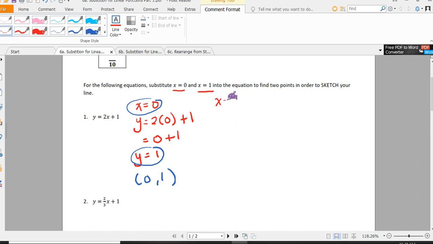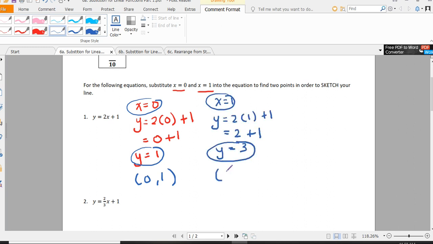Well, my other point for x equals 1 would be, again writing the same equation, y equals 2 times 1 plus 1. Following BEDMAS, 2 times 1 is 2, plus 1, 2 plus 1 is 3. So y equals 3. So my second point would be 1 and 3. So now, to sketch your line. A sketch is not the same thing as graphing, in the sense that it doesn't need to be perfect. All I need is a quick little grid and to approximate where these points will be.